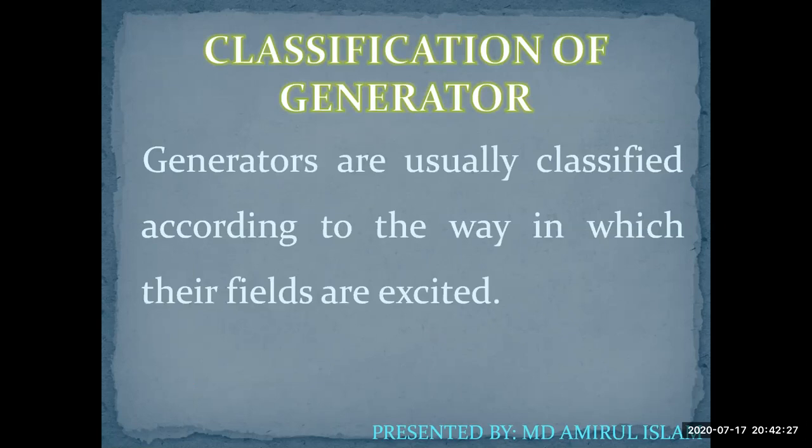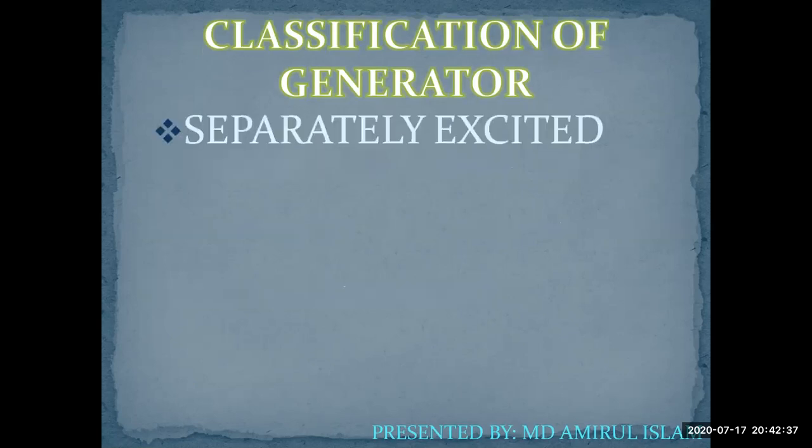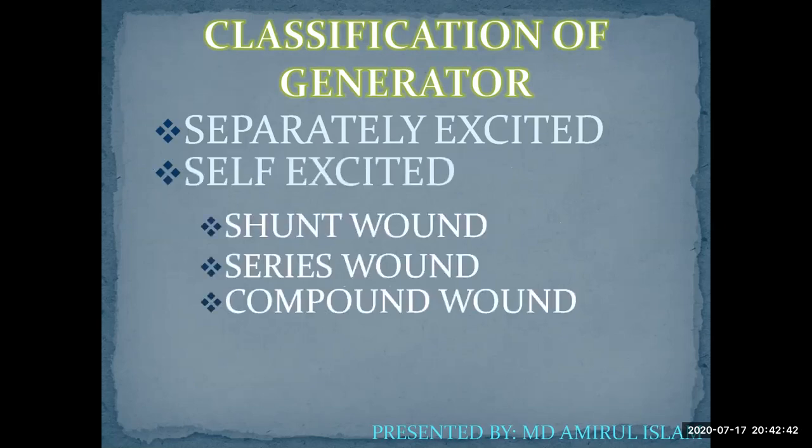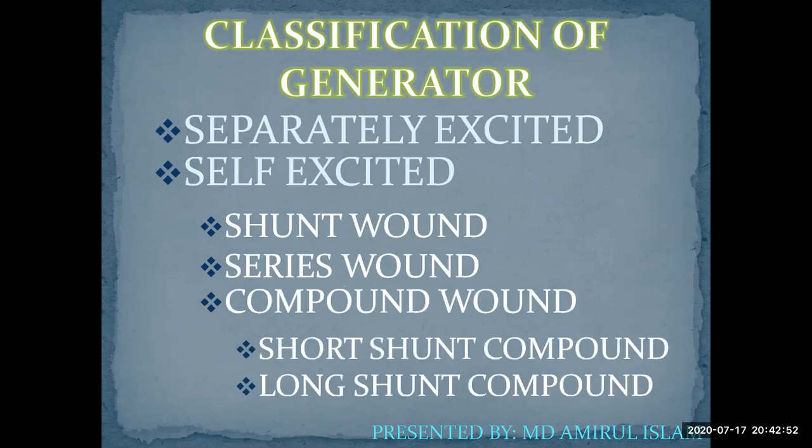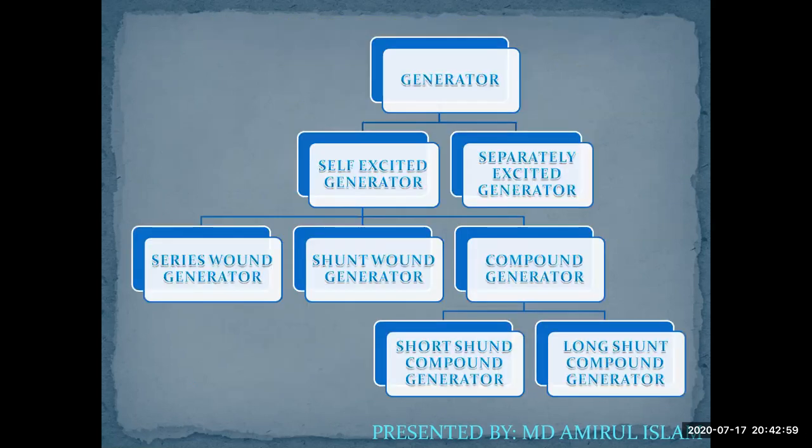Classification of generators: generators are usually classified according to the way in which their fields are excited. Separately excited generator and self-excited generator. Self-excited generators are classified as shunt wound, series wound, and compound wound, and compound wound generators are classified as short shunt compound and long shunt compound, as shown in the chart.